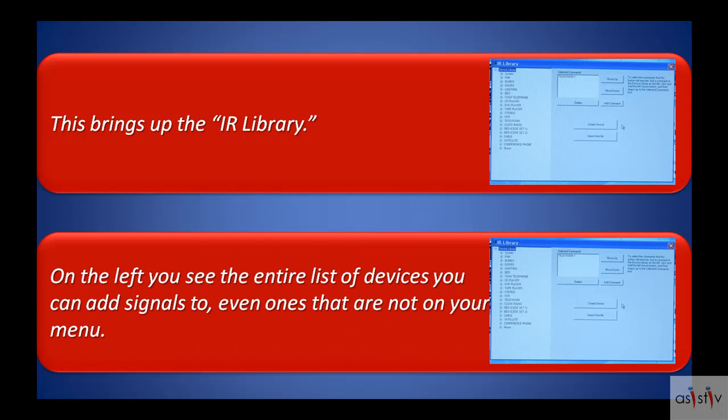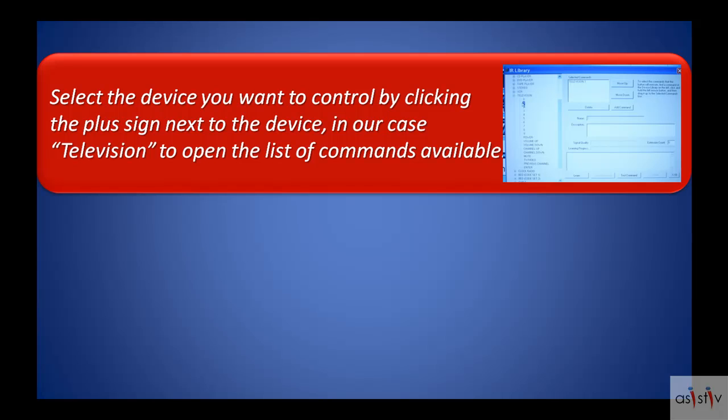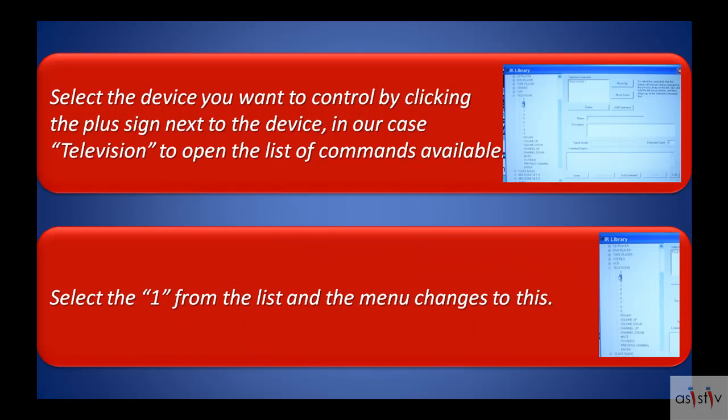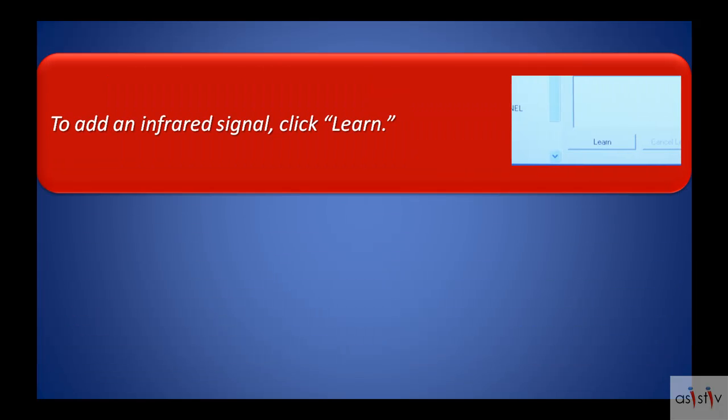On the left, you see an entire list of devices you can add signals to, even ones that are not on your menu. Select the device you want to control by clicking the plus sign next to the device, in our case television, to open the list of commands available. Select the one from the list and the menu changes to this. To add an infrared signal, click Learn.